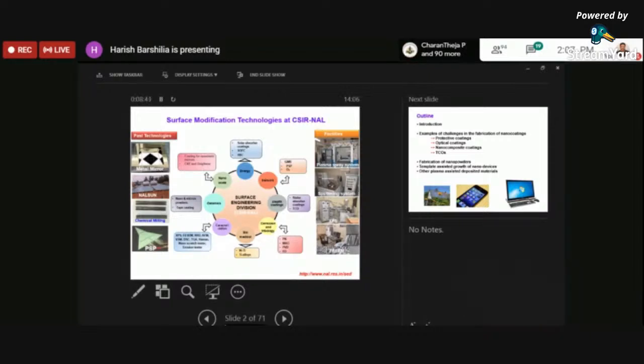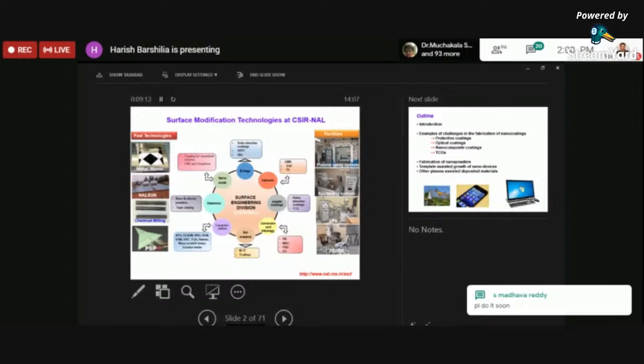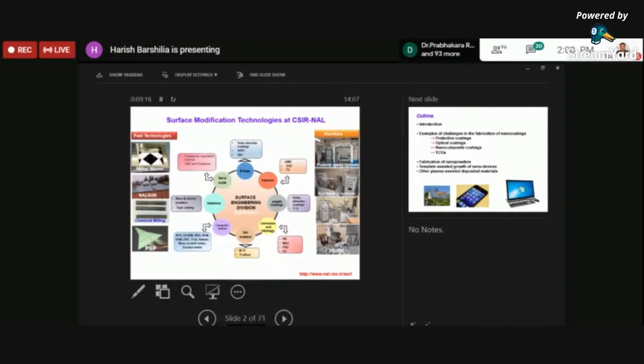They can be used for various engineering applications. Our recent research in the area of nanoscale has been to develop various nano-inspired coatings, such as those based upon carbon nanotubes, graphene and its derivatives. Of course, we also work in the area of molybdenum disulfide and those kinds of materials. And we have very good facilities in terms of both deposition and characterization. You can visit our website, nal.res.in/SCD.